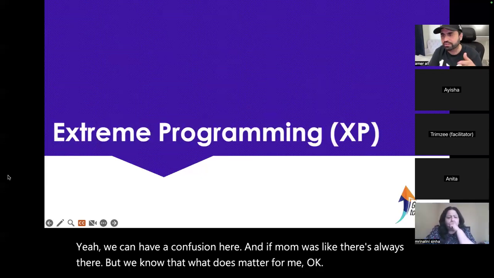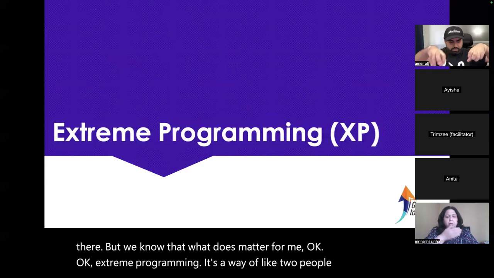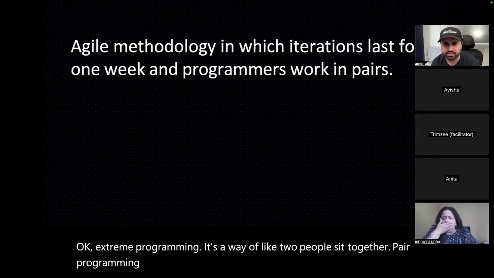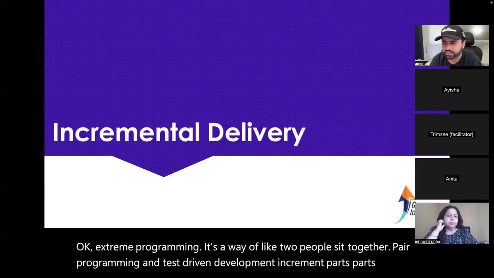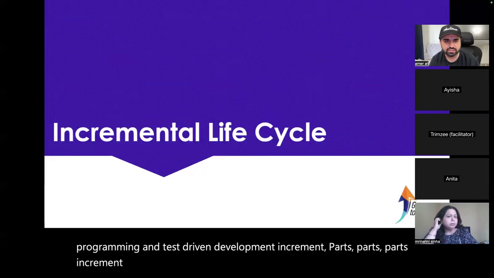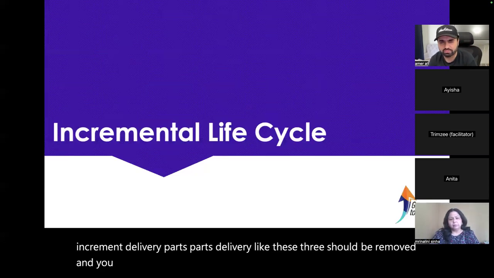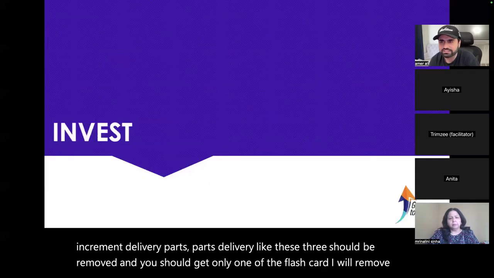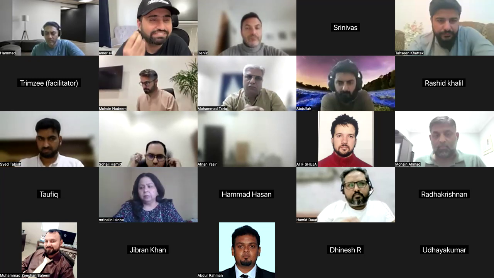Extreme programming is a way where two people sit together, pair programming, and test driven development. Incremental delivery, parts delivery. These three should be removed and you should get only one flashcard. I will remove it. INVEST: user stories sometimes follow the acronym INVEST.